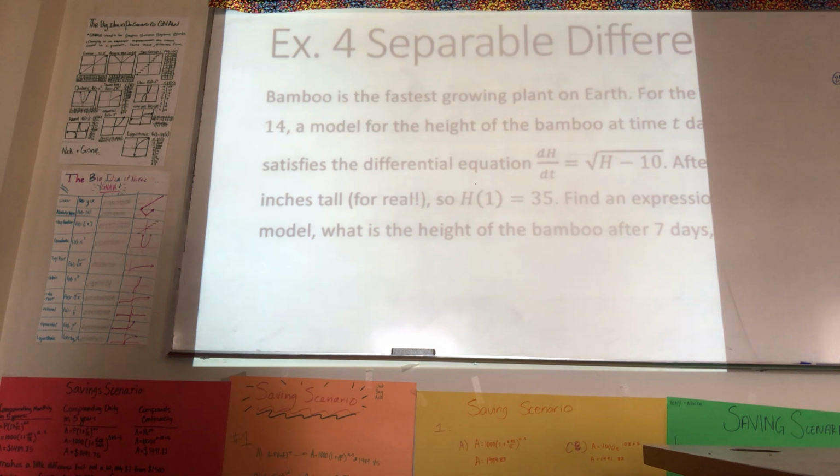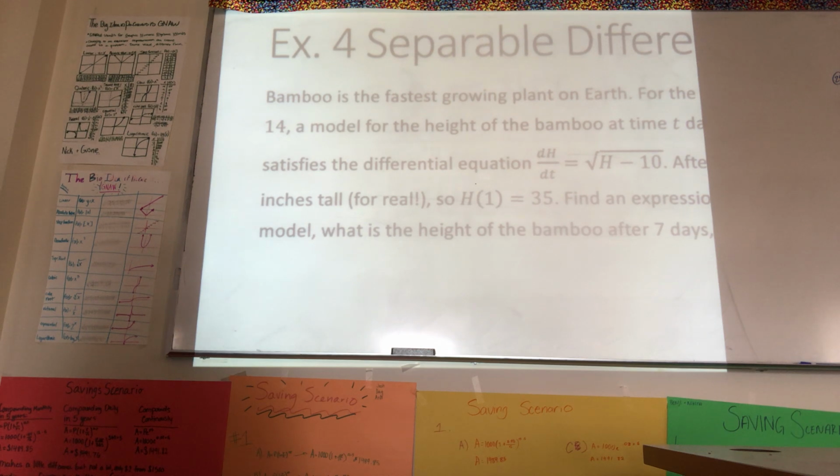Bamboo is the fastest growing plant on earth. That's true. For the first 2 weeks of growth, for t less than 14, makes sense? 2 weeks, 14 days. A model for the height of bamboo at time t days is the function h that satisfies the differential equation dh/dt equals the square root of h minus 10.